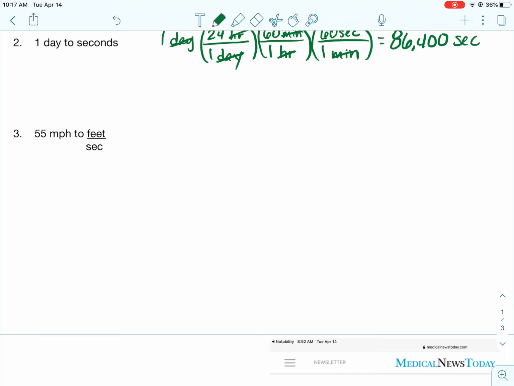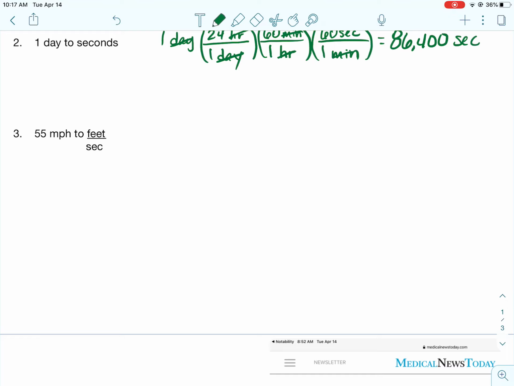Okay, and then the next one, we have 2 units of measure that we're changing, so it makes it a little more challenging. But we have 55 miles per hour. We want to change to feet per second. Now, we can't use mph when we're doing these fractions, so for 55 miles per hour, it's going to be 55 miles in the numerator, hours in the denominator, because per basically means the division bar. You're dividing by hours.